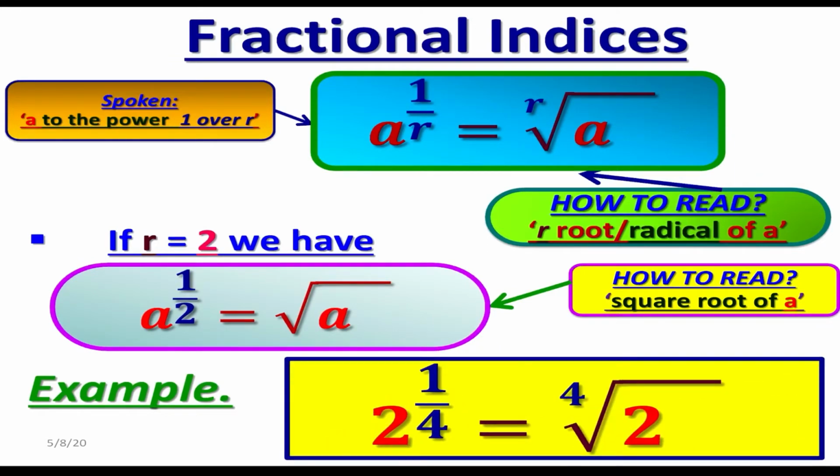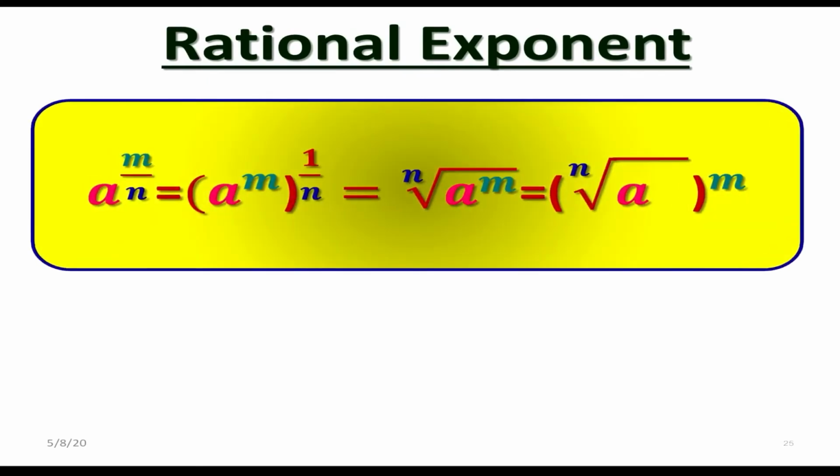For instance, if you have 2 to the quarter power, it also could be written in the form of a radical or a root. So it's going to be the fourth root of 2. So we would say the square root of a or the fourth root of 2.